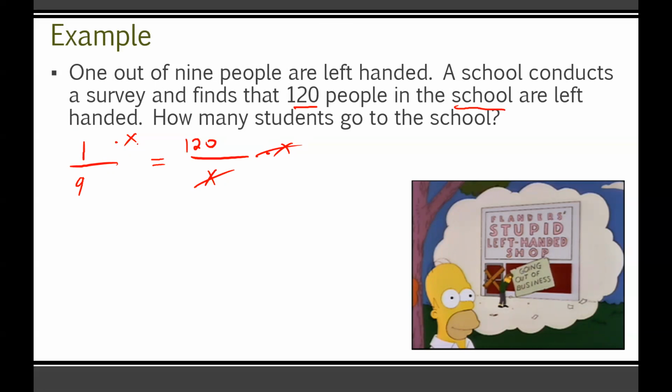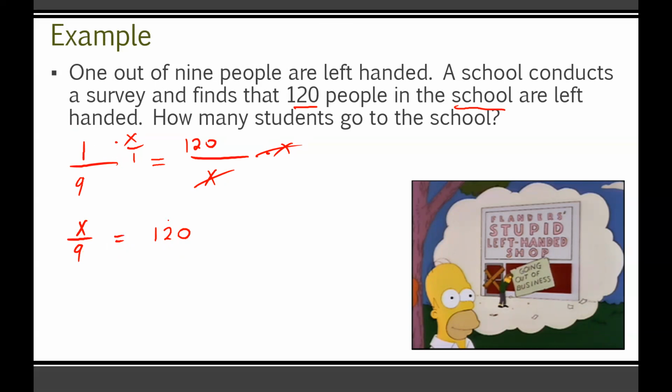Now, 1 over 9 times x is actually going to be equal to x over 9. And in case you're not seeing it, you can imagine that multiplying by a number like x is like multiplying by x over 1. So the tops multiply, 1 times x, and the bottoms multiply as well, 9 times 1. This is going to be equal just to 120. So x over 9 is equal to 120.